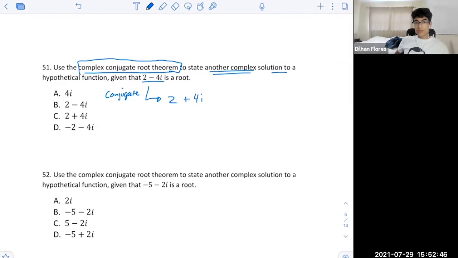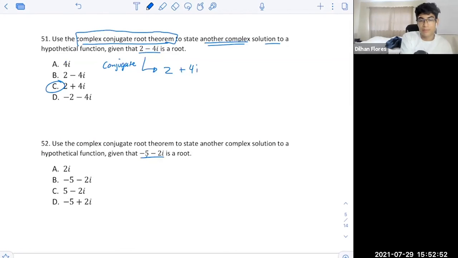All right, look at 52. 52 is going to be the exact same thing. What's the conjugate of -5 minus 2i? Remember, conjugate is just flip that middle sign. Boom. It's going to be -5 plus 2i.